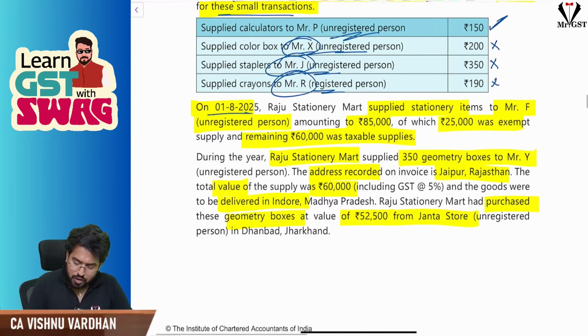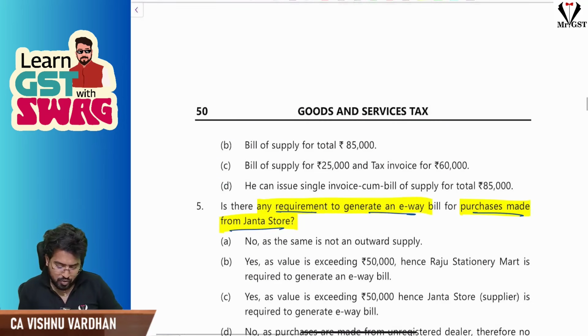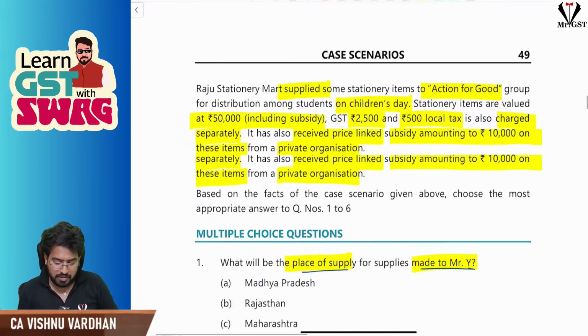Next. On 1st August, he supplied stationery items to Mr. F, an unregistered person, amounting to 85,000, where 25,000 is exempt and 60,000 is taxable. If you remember, there is a question with respect to what document he has to issue. For taxable supplies, you will issue a tax invoice. For exempt supplies, you will issue a bill of supply. Hope you remember that. You can also issue a hybrid document, an invoice-cum-bill of supply, but they did not ask that in the options. They give bill of supply for 25,000 and tax invoice for 60,000. Yes, that will be the answer.